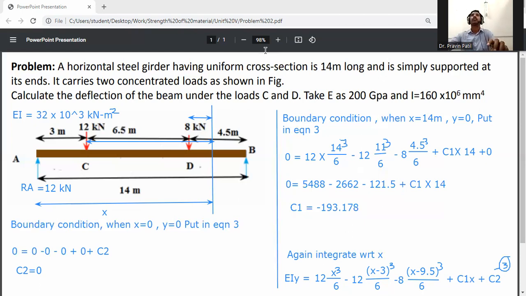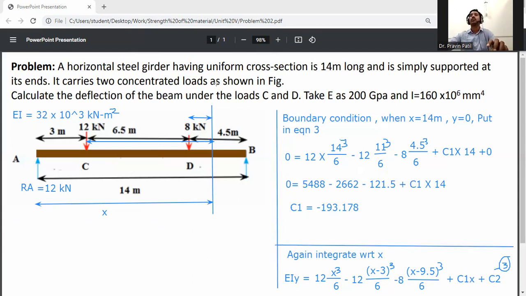So put C1 and C2 values in equation 3. I will write here: put C1 and C2 values in equation 3.